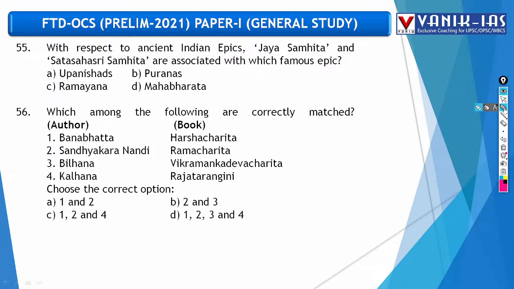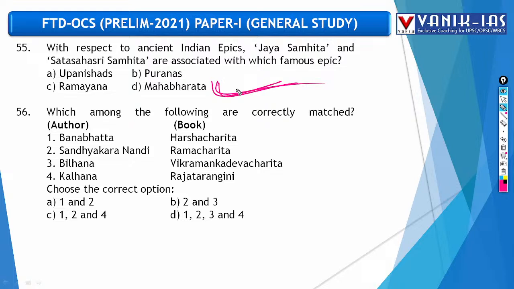With respect to ancient Indian epics, Jaya Samhita and Sahasri Samhita are associated with which famous epic? That is the Mahabharata. Jaya Samhita and Sahasri Samhita are associated with the Mahabharata. The Mahabharata was written by Vedavyasa, right? And the Ramayana was written by Valmiki. Okay, so Jaya Samhita and Sahasri Samhita are related to the Mahabharata.